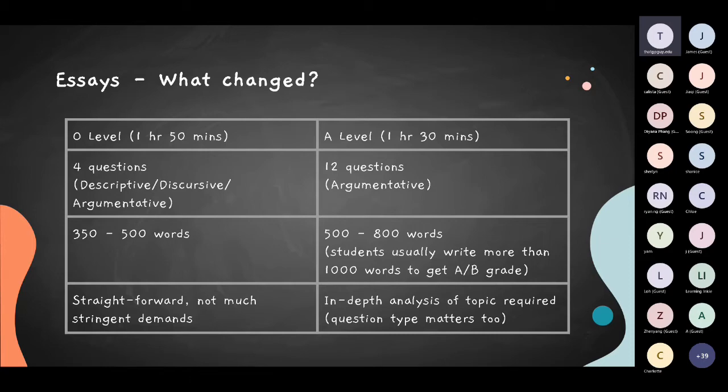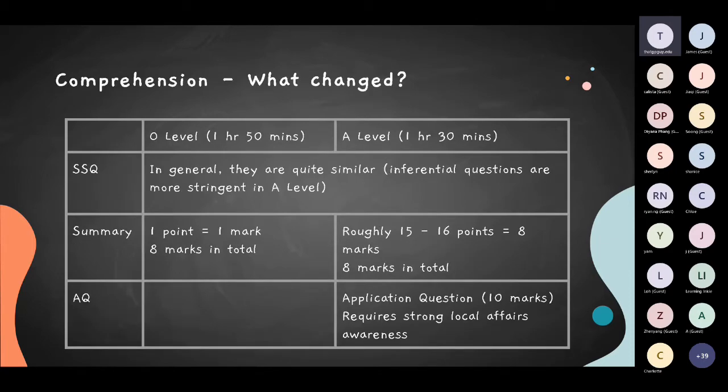Okay, then moving on to paper 2, comprehension. For comprehension, I focused on the format for A level. So A level, paper 2 comprehension, we have 3 segments: short structured questions, summary, and AQ. For the first part, I think they're quite similar. Basically, you have a comprehension passage, then you answer questions. Like, what does the author mean here? What is it referring to? Why is this letter in bold or whatever? So it's quite similar to O levels.